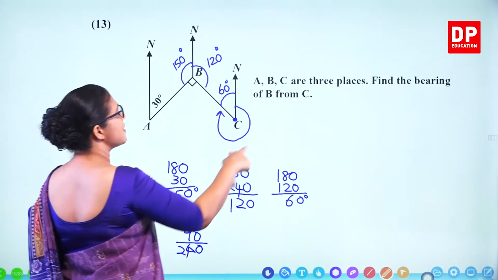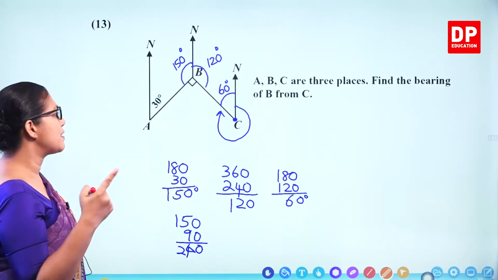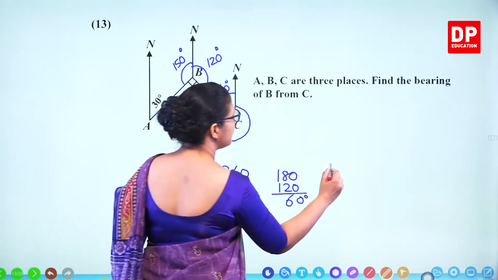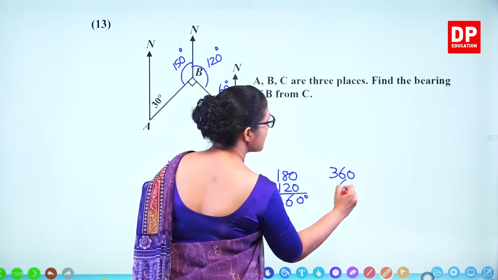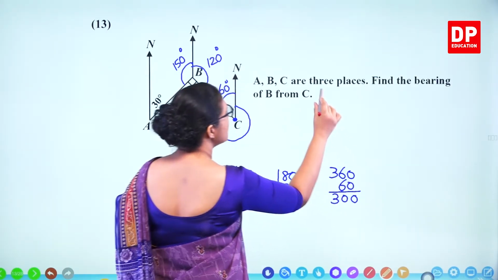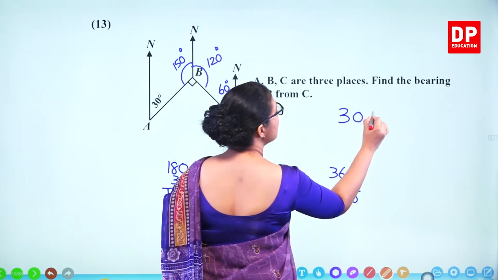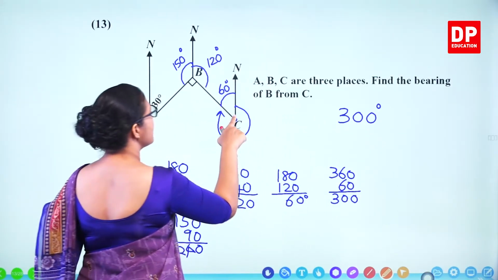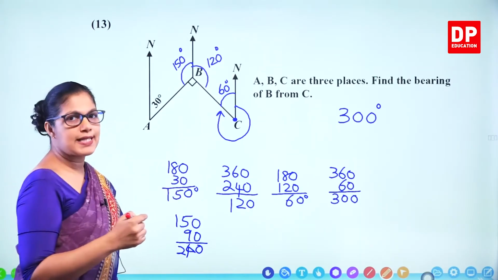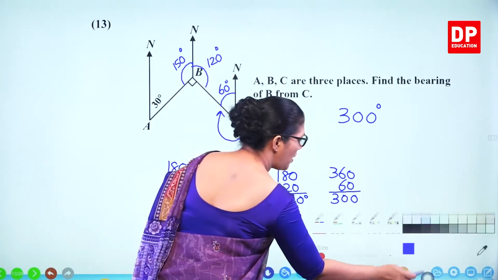Now, if this is 60, what is the angle? So, that's the bearing. 360 minus 60. So, you get 300 degrees. So, the bearing here is 300 degrees. Bearing of B from C. 2 marks.